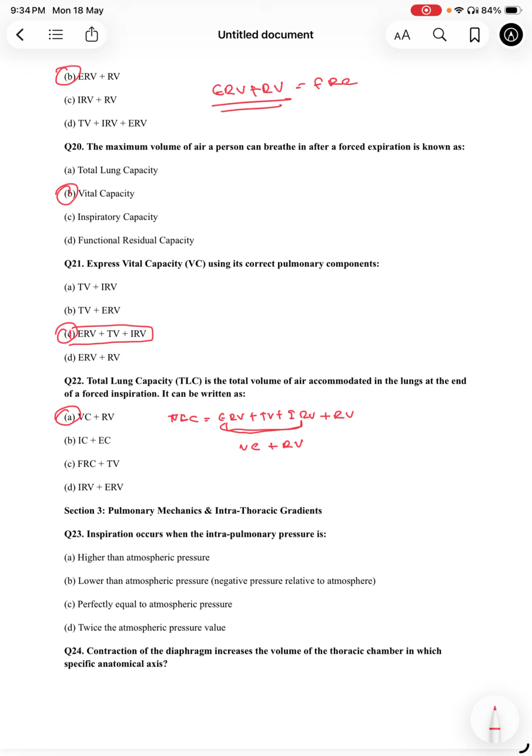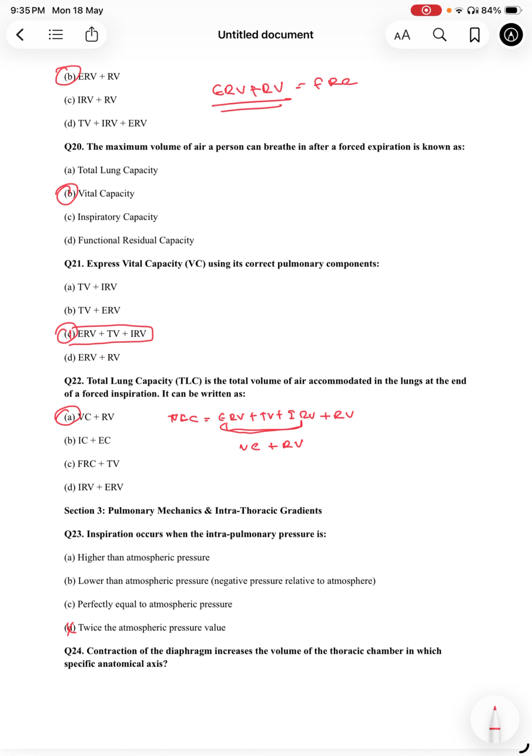Okay. Next, we go on to section 3: pulmonary mechanics and intrathoracic gradients. First question. Inspiration occurs when the intrapulmonary pressure is higher than the atmospheric pressure, lower than the atmospheric pressure, perfectly equal to the atmospheric pressure, or twice the atmospheric value. First, you should know that twice the atmospheric value is an option that is not possible. It doesn't make sense.